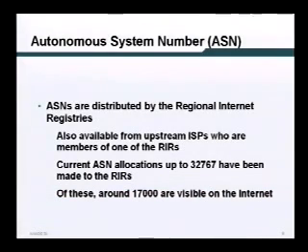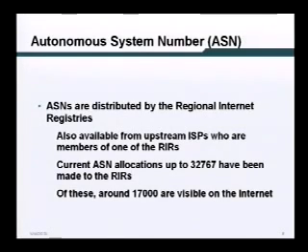Well, AS numbers are distributed by the regional internet registries. There are 4 regional internet registries serving geographically large parts of the world. You can also get AS numbers from your upstream ISPs, if they're a member of one of the RIRs.